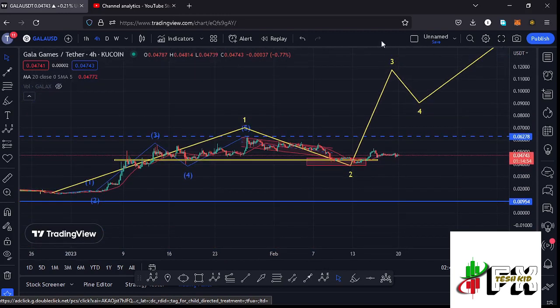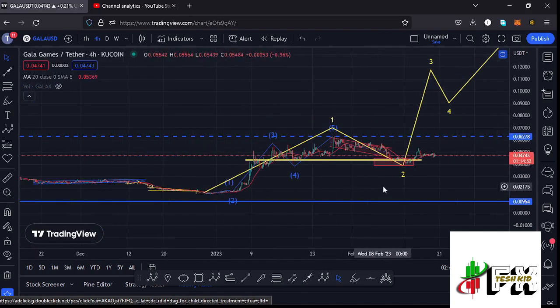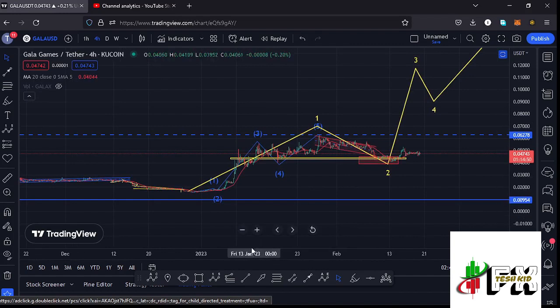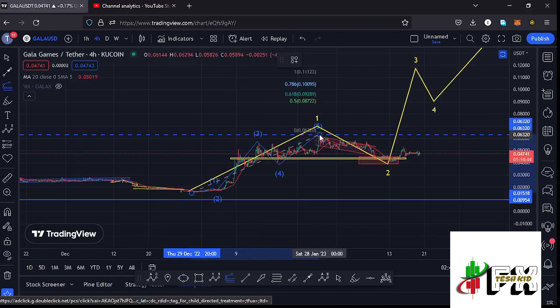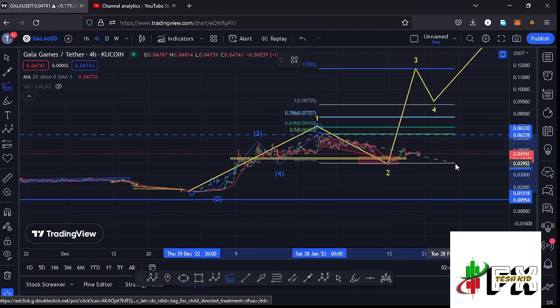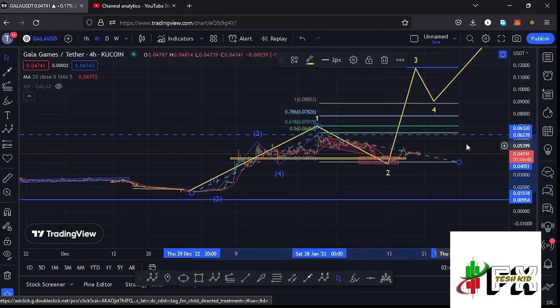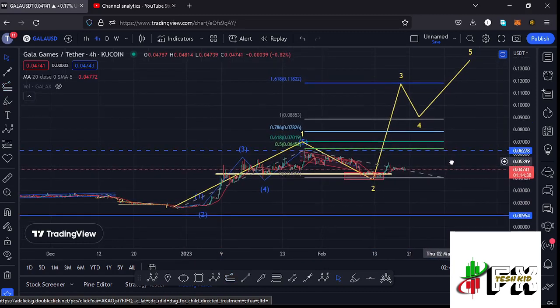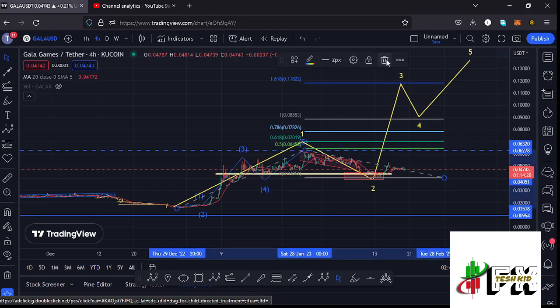in the formation of this wave 3, and sketching out minimum target areas to the upside in the formation of that wave 3 by connecting the trend-based Fibonacci from the low of the first wave to the high of that wave 1, then dragging the fibs to the low of the second wave. That gives me a minimum target area to the upside in the formation of that wave 3 at the fib level 1.618, and that is at around the $0.11822 mark, and that is the minimum that I'm expecting that wave 3 to the upside to do.